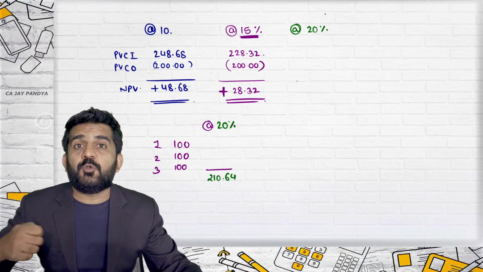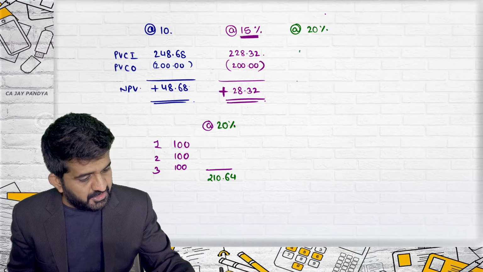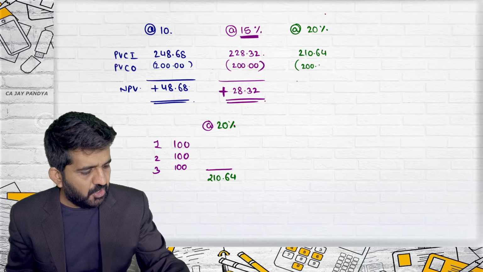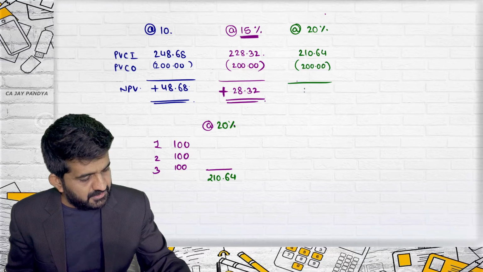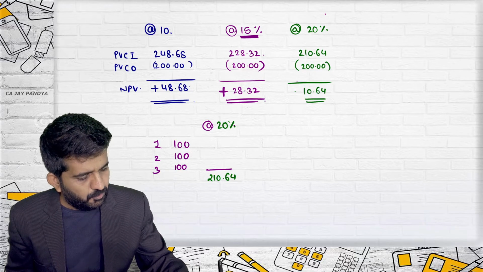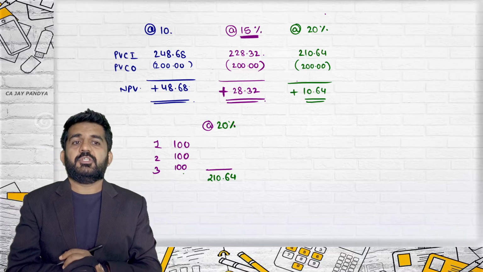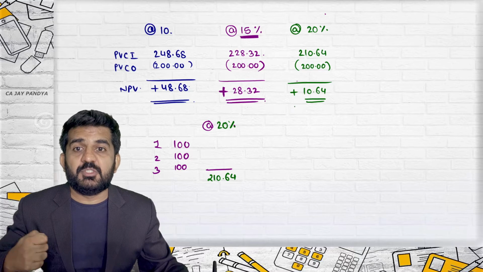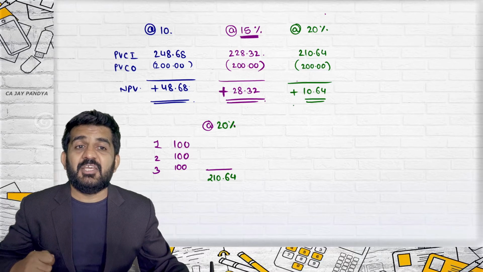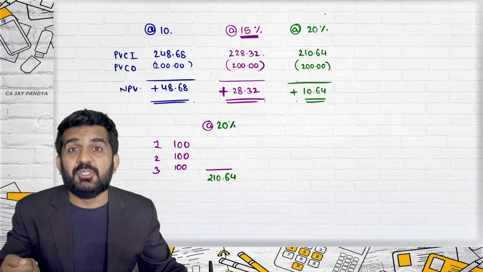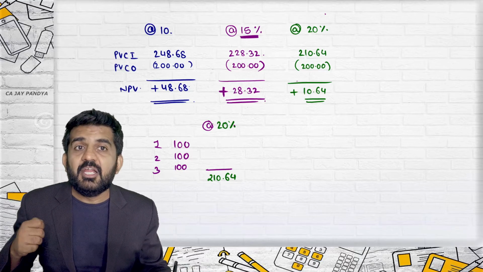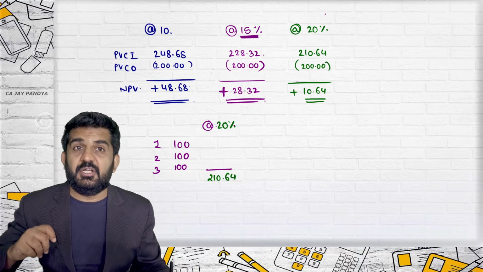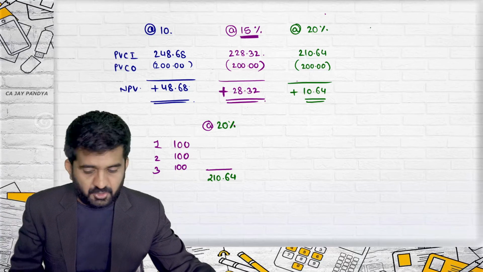At the rate of 20%, what is my present value of cash inflow? 210.64. What is the present value of cash outflow? 200. What is my answer? 10.64. Positive, negative? It is positive. So NPV is positive, and the project is even earning more than 20%. See where we started our journey from? The project is earning more than 10%. Now we know that the project is earning even more than 20%.